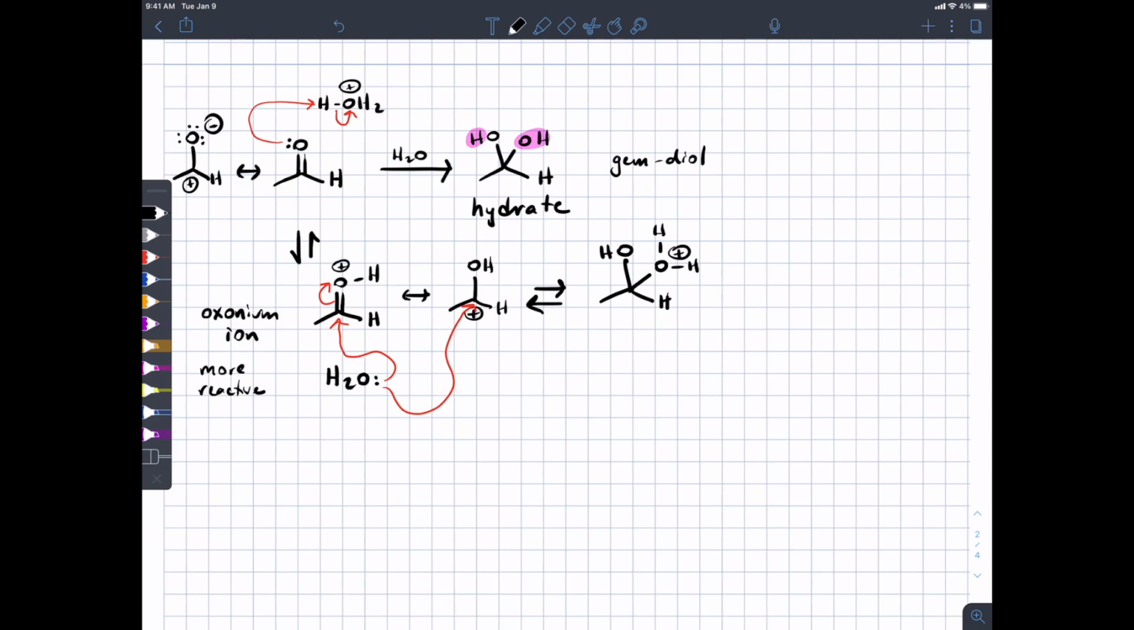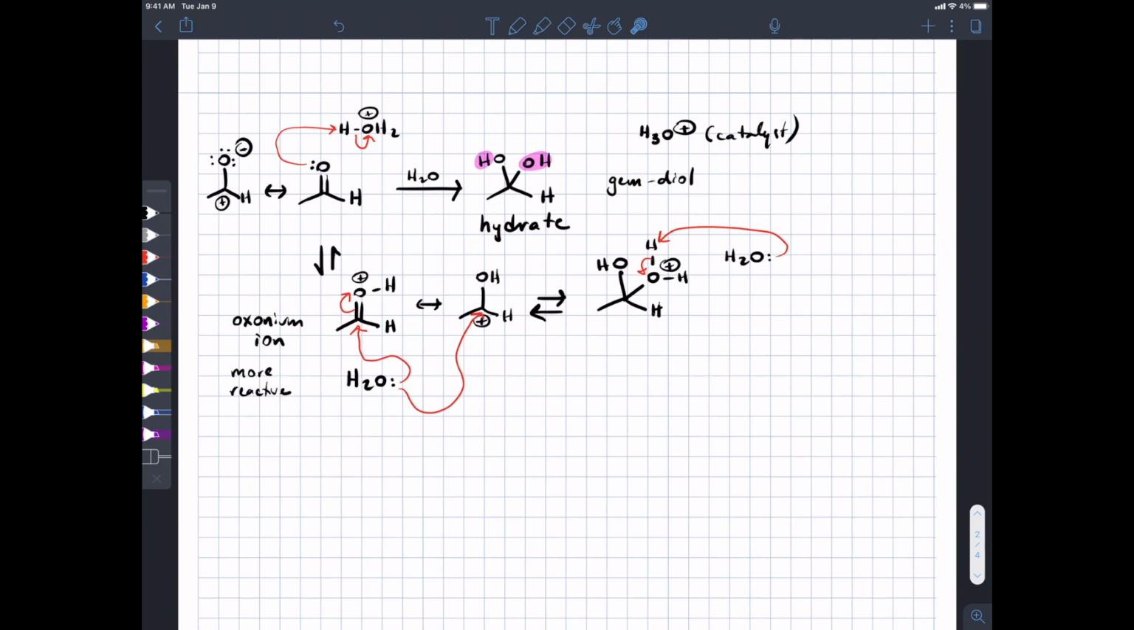At this stage, to get to our hydrate product, all we need is for another molecule of water to act as a base and remove our proton. Notice that that regenerates the H3O+ that we consumed in the first step. So our acid is a catalyst, and that allows us to form the hydrate. Okay.